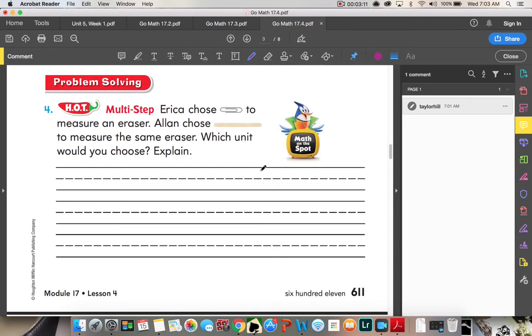Erica chose paper clips to measure an eraser. Alan chose popsicle sticks to measure the same eraser. Which unit would you choose? So which unit would you choose and why?